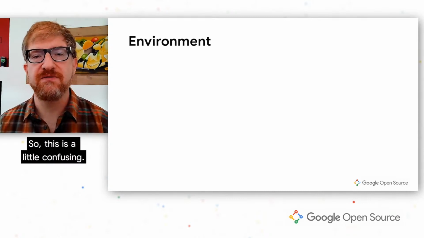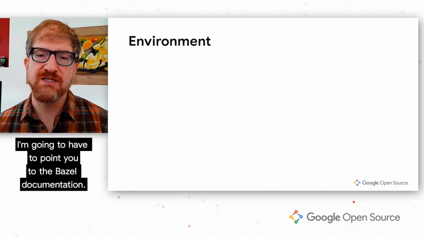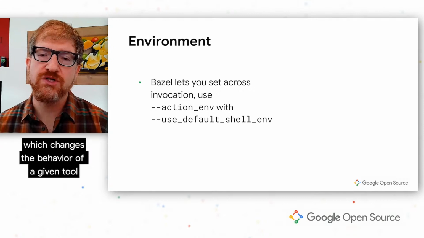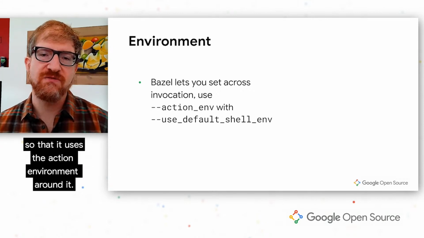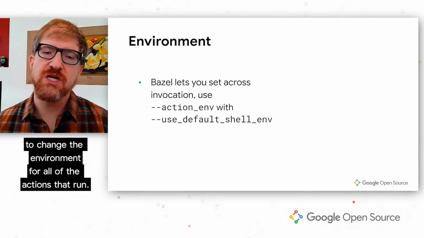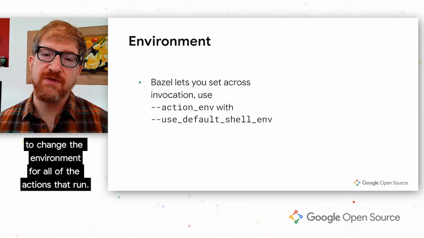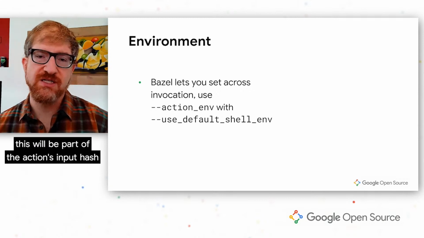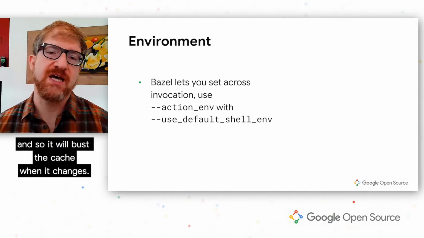So this is a little confusing, and I'm going to have to point you to the Bazel documentation. You should look up the --use_default_shell_env argument, which changes the behavior of a given tool so that it uses the action environment around it. And then you can use --action_env to change the environment for all of the actions that run. And keep in mind when you're changing the environment for an action that this will be part of the action's input hash, and so it will bust the cache when it changes.